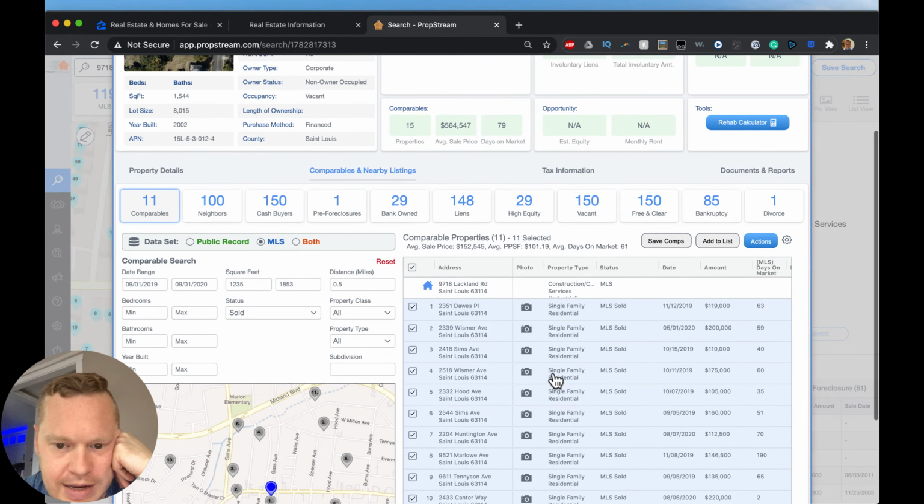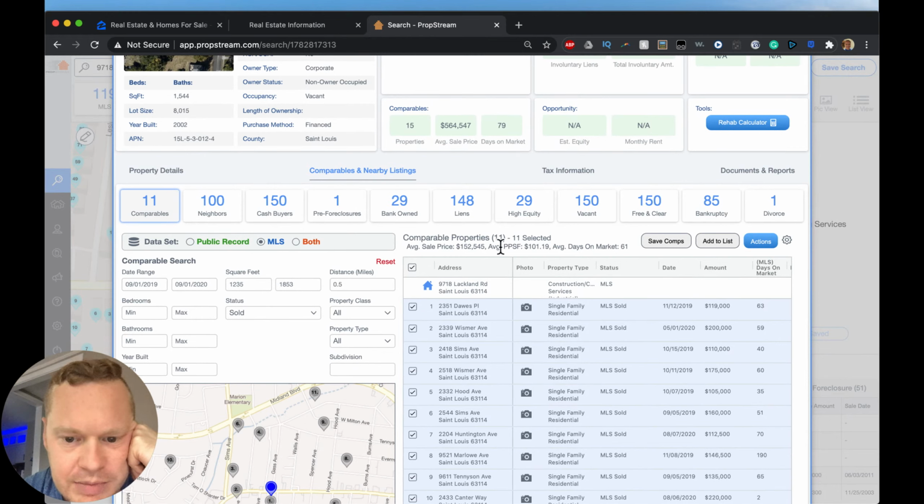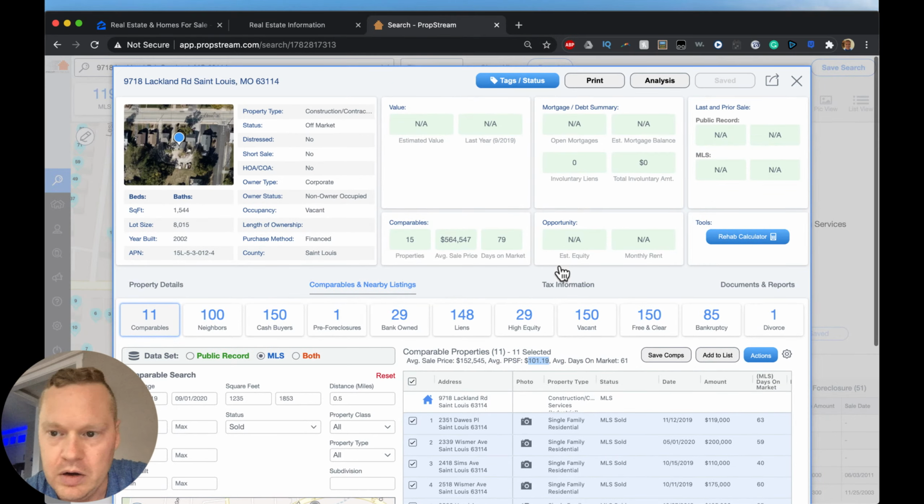So again, I can guesstimate price per square foot. Look at this. Oh my gosh, it sums up the price per square foot at $101.19. Averages on market 61. This is so much better than just going off Zillow and coming up with that. So I came up with, off the top of my head, from Zillow, about $90 a square foot. PropStream's giving me $101 a square foot. So $101 a square foot times the square foot of this building at 1,500.